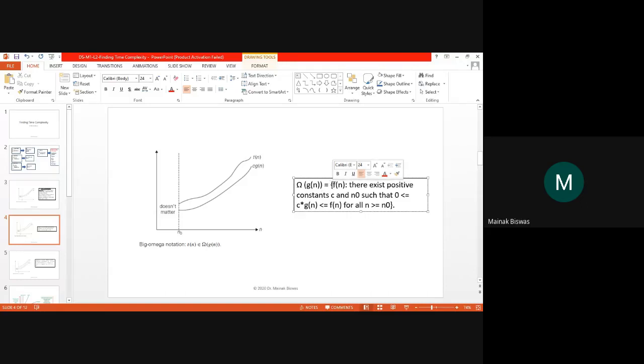Now what is big omega of g(n)? Big omega notation: this g(n) function will always be lower than the actual time complexity of the algorithm. T(n) represents the actual time complexity of your algorithm, and whatever the case, T(n) can never be better than c of g(n).